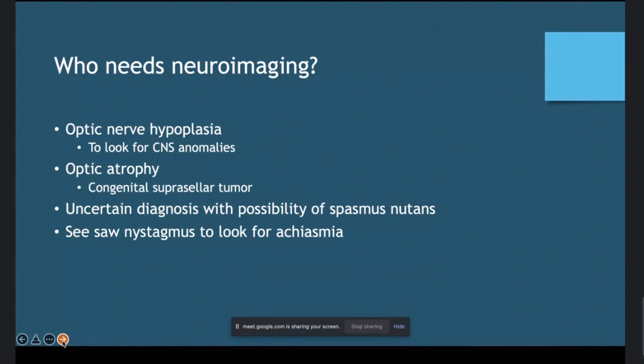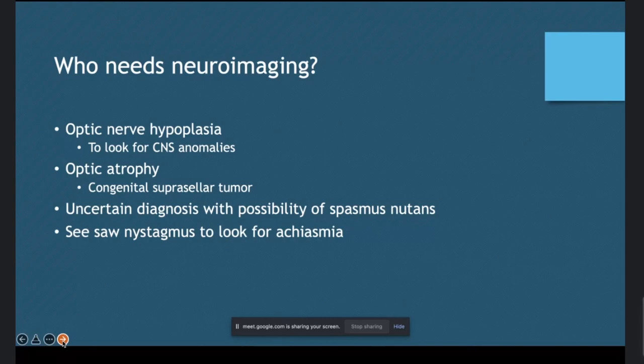Okay, who needs neuroimaging? If there's optic nerve hypoplasia, then you look for CNS anomalies. What is the CNS anomaly you look for? Anybody? Meenakshi syndrome, double ring sign. Very good. Double ring sign is for optic nerve hypoplasia, but Meenakshi syndrome is the correct answer. What is Meenakshi syndrome? Corpus callosum agenesis. It's actually that can also be there, but it's actually absent septum pellucidum. Okay. Bilateral optic nerve hypoplasia with absent septum pellucidum. That is called Meenakshi syndrome. We won't go into the details. There's no time for all that.